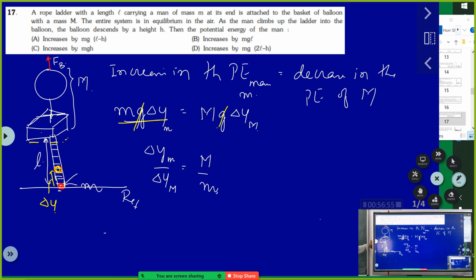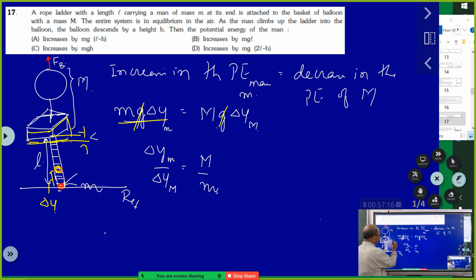Did you understand? What is your next step now? See, understand the mechanism. He would keep going up, but because he has gone up, this system has come down. This system has come down by this much height.